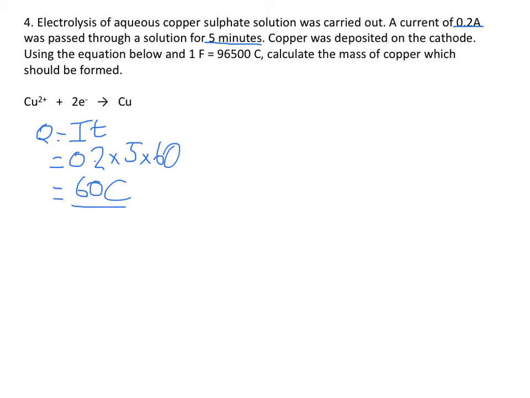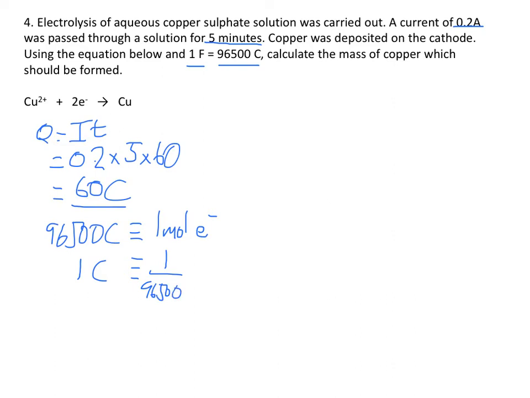So we know that we've got 60 coulombs of charge. The only other thing we really know in this is that 96,500 coulombs is the same as 1 mole of electrons, or 1 Faraday. So 96,500 coulombs represents 1 mole of e. Well, 1 coulomb in that case would represent 1/96,500th of a mole of electrons. So if we scaled that up by 96,500 times, we would get to that ratio.